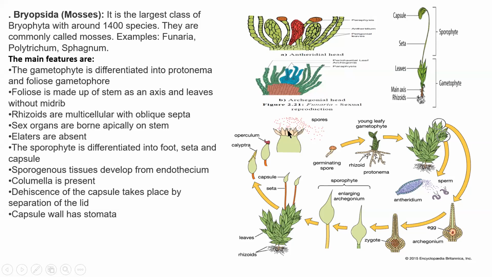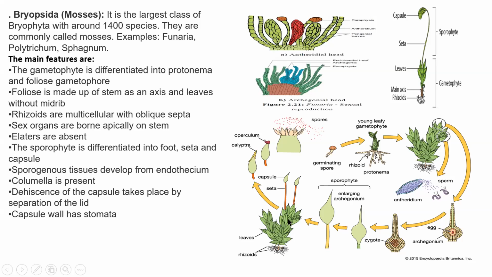So the capsule is well differentiated structurally. It has peristome, tooth-like structures. It has a lid called operculum. It has a covering called calyptra. The sporogenous tissues develop from the endothecium here. Columella is present. Dehiscence of the capsule takes place by the separation of the lid. When the operculum comes out, there is a liberation of the spores. And there is presence of stomata also in the capsule wall.